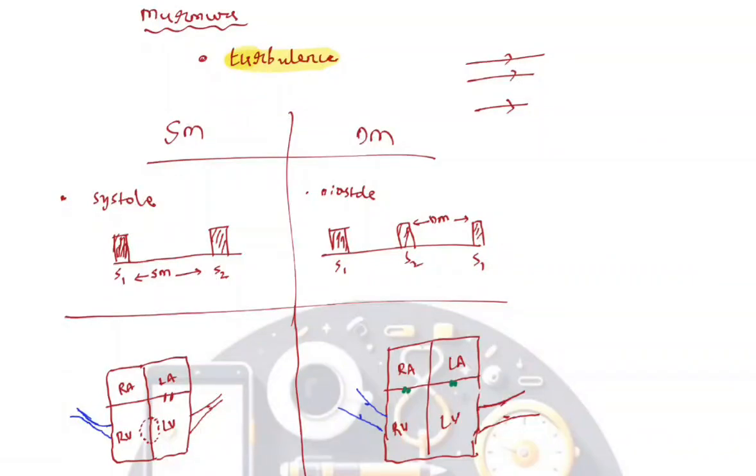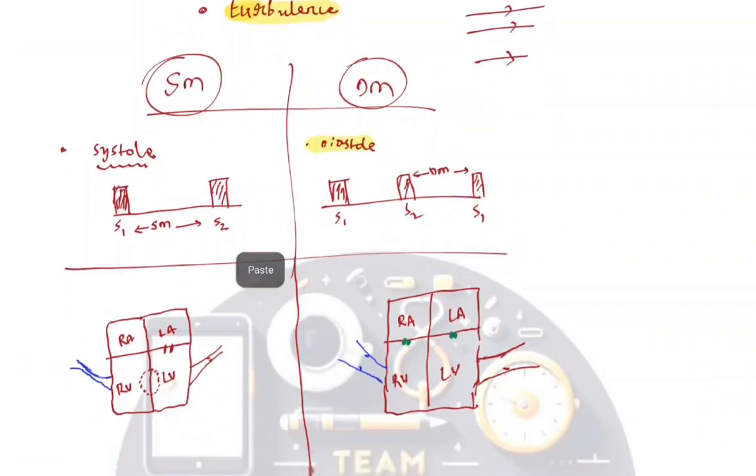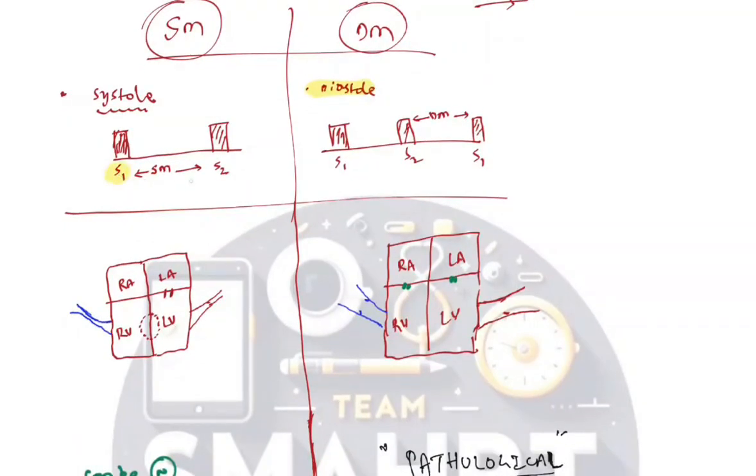So murmurs are of two types. They can occur in systole or diastole. Systole means when the heart is contracting. Diastole means when the heart is relaxing. Systolic murmurs always occur between S1 and S2. Whereas diastolic murmurs occur between S2 and S1.